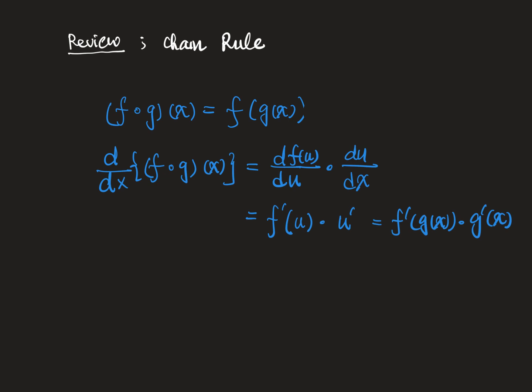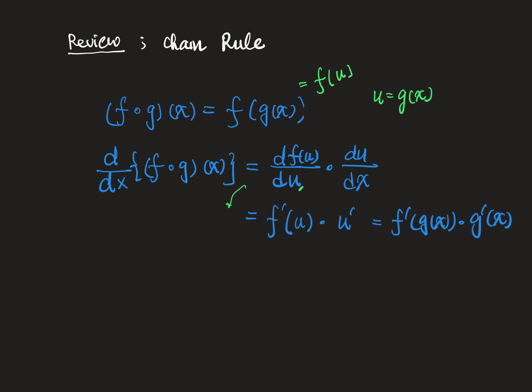Then for the chain rule, we let g of x be u. So this one is f(u). We replace g of x with u. How can we find the derivative of d/dx f(g(x))? We replace g of x with u, so now this function is a function of u. The chain rule says you find the derivative of f with respect to u, then times du/dx.